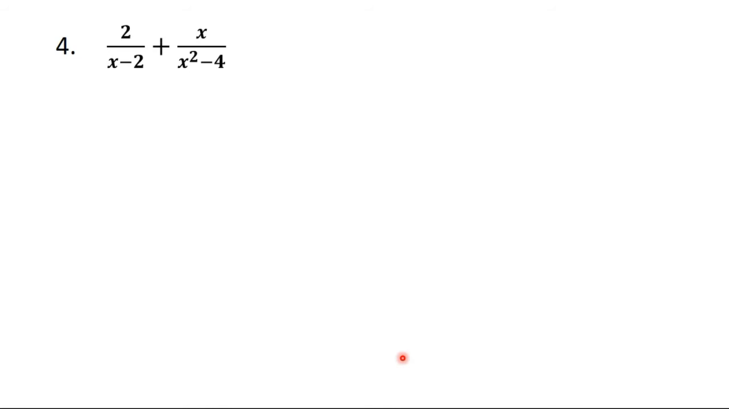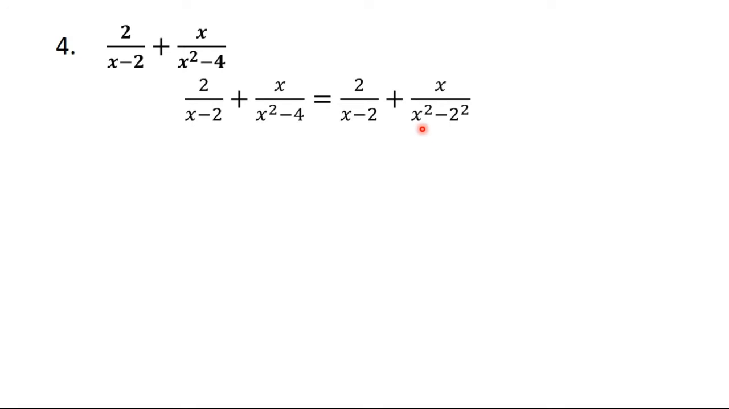Now we move on. We have x over x minus 2 plus x over x squared minus 4. Now immediately we can see that x squared minus 4 looks like a difference of two squares. Whenever you have that, first expand the difference of two squares. So we have 2 over x minus 2 plus x over x squared minus 2 squared, since 4 is the same as 2 squared. So if you expand this, you are going to get 2 over x minus 2 plus x over x minus 2 in one bracket, x plus 2 in the other bracket.